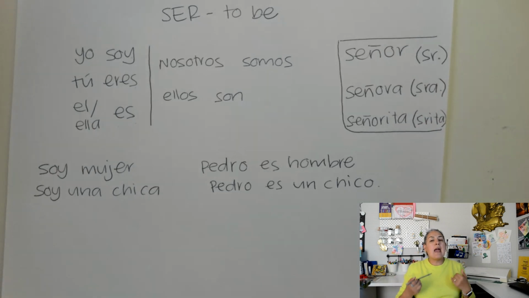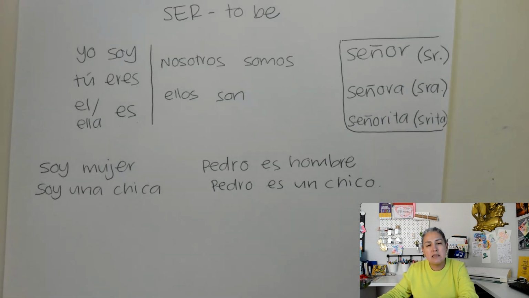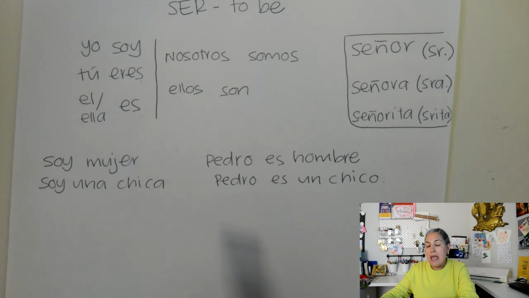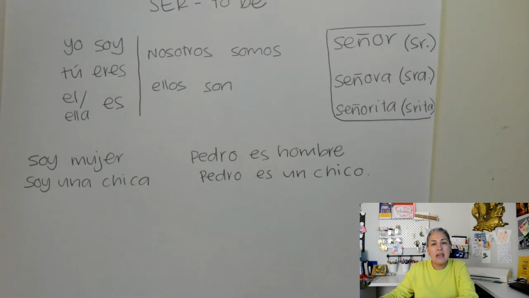So I can say, yo soy Señora Loera. I am Miss Loera. Él es Señor Pedro. He is Mr. Pedro. Now let's add more things like he's a baby, he's a child, he's a toddler, he is an old person. Let's just add more information to it, and I'll put the English next to it.